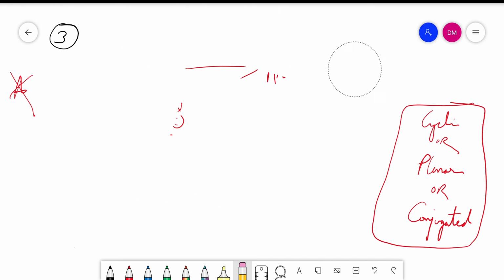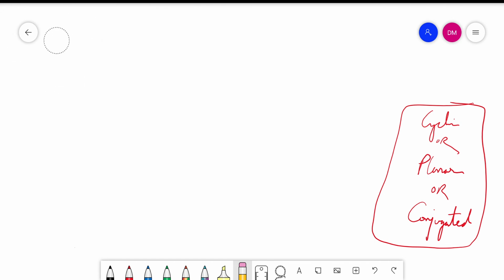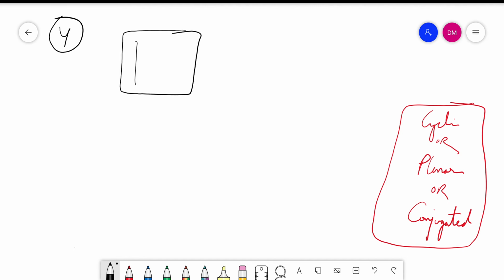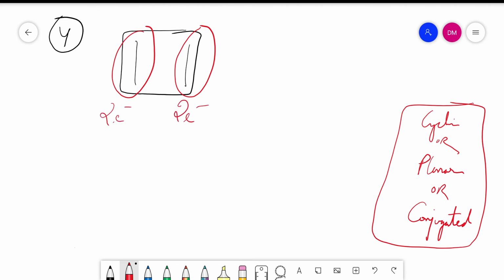Yeah, erase. Yeah. So the fourth question is a square with 2 pi bonds. This is a simple one which everyone can answer. 1 pi bond means 2 electrons, so 4 electrons. So simply it's anti-aromatic. Done. This you must have understood easily.